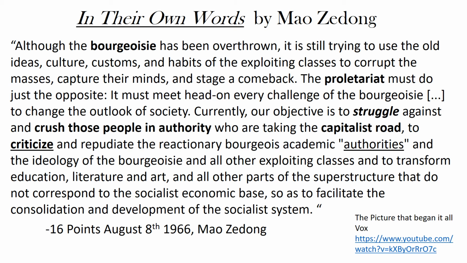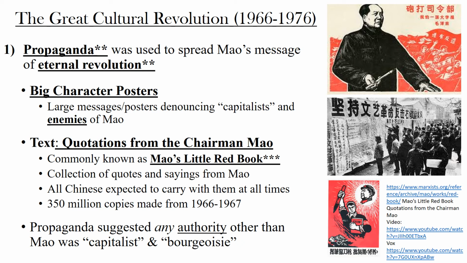You can see them using these words: the capitalist roaders, which became an insult during the Cultural Revolution, to get rid of the authorities, i.e., Zhou Enlai and Deng Xiaoping and Liu Shaoqi, all these guys, and to oversee a change in education, literature, and art. So we're going to look at these different actions of the Great Cultural Revolution.